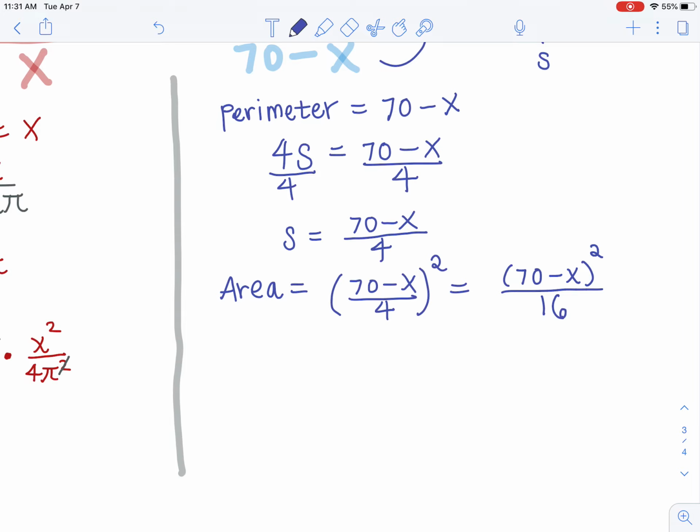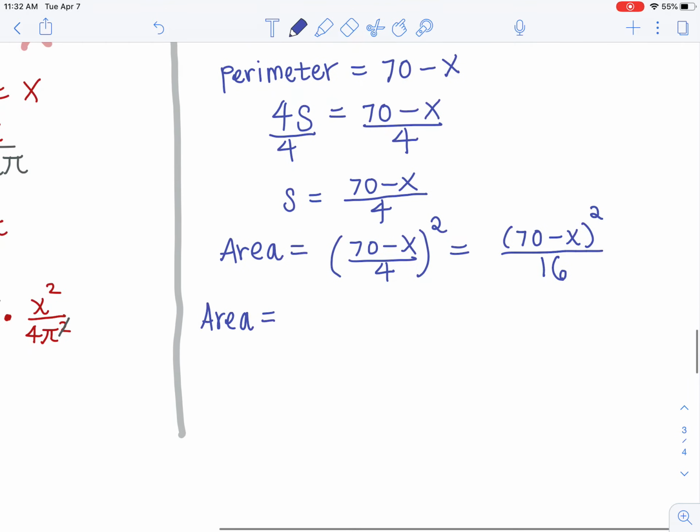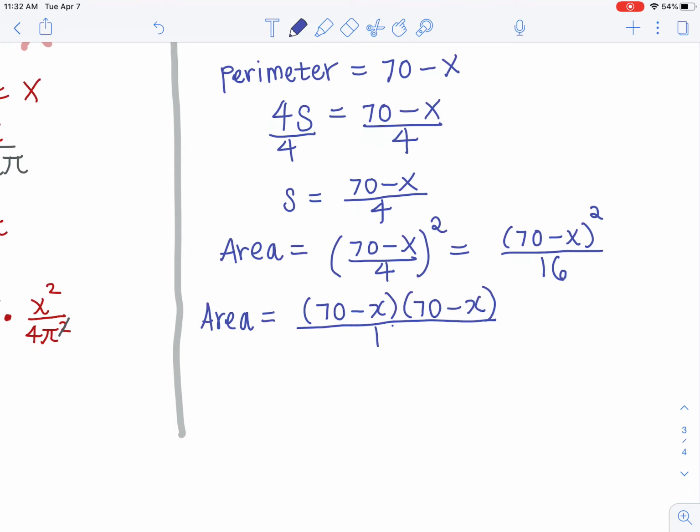So if I square that, let me just focus on this now. I'll do it this way. I mean, there are so many different ways you can simplify this, but I just want to do it this way. I'll do 70 minus x squared over 16. I got 16 from doing 4 squared. And I know I am about to take the derivative of the combined area function. So I think I'm going to multiply this out and have it in a standard form so that it's easier for me to take the derivative.